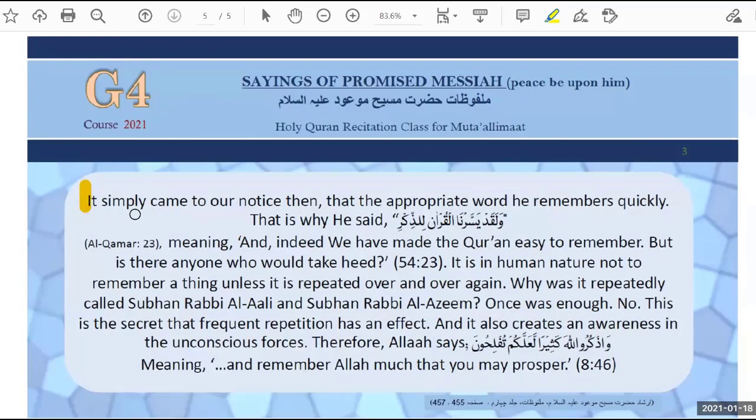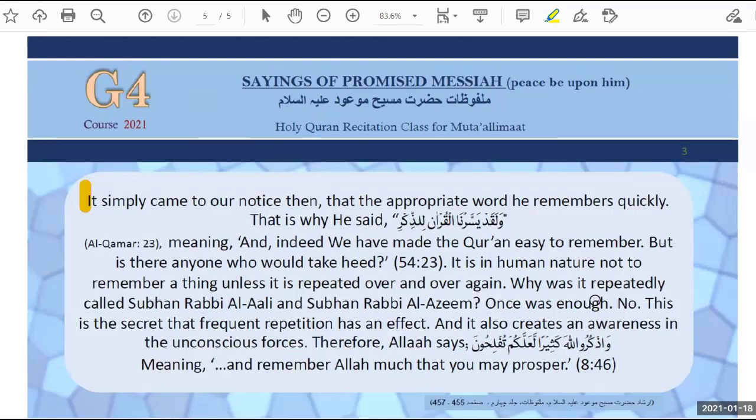Saying of the Promised Messiah. It simply came to our notice then that the appropriate word he remembers quickly. That is why he said, "Wa laqad yassarnal Qurana lidh-dhikr." Meaning, indeed we have made the Quran easy to remember, but is there anyone who would take heed? It is in human nature not to remember a thing unless it is repeated over and over again.